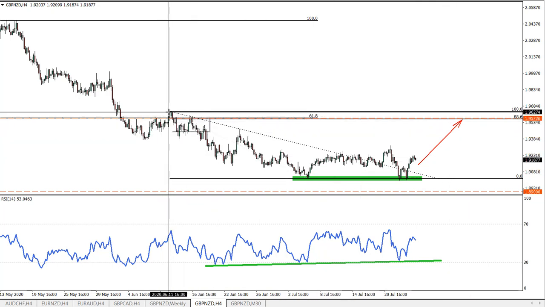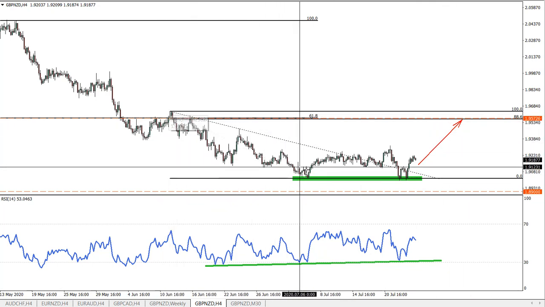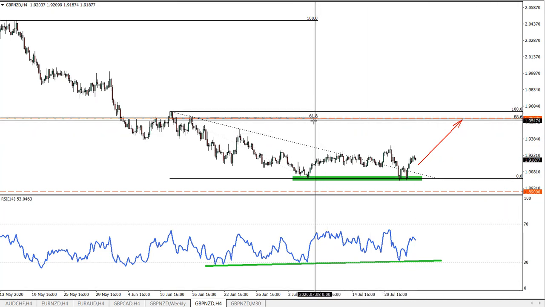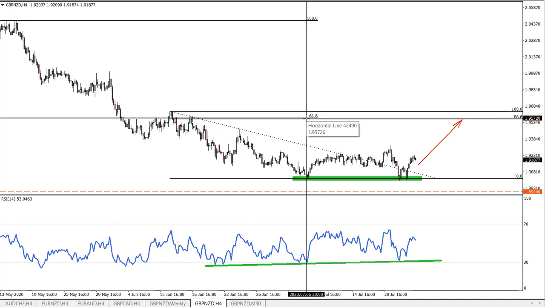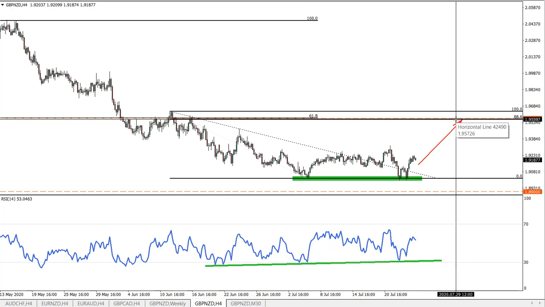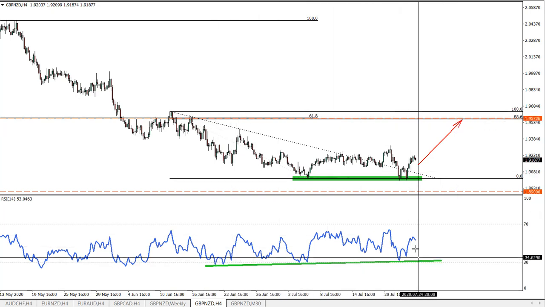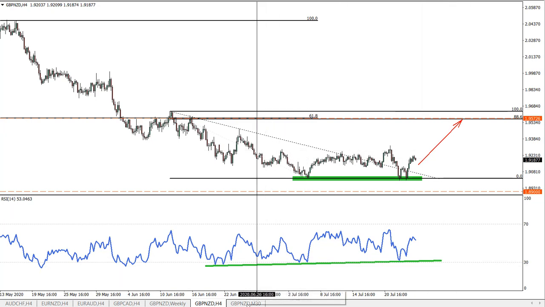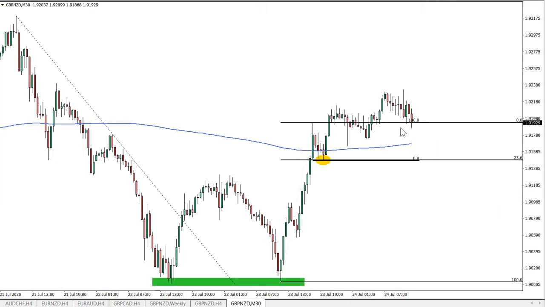I have applied FIBs to this wave down, and we have the 88.6% FIB, which corresponds to our previously mentioned resistance at the 1.9572 area. So this makes it an even stronger resistance overall, and the bullish divergence suggests that the price might be going to the upside. And the next and final time frame will be the 30-minute chart.